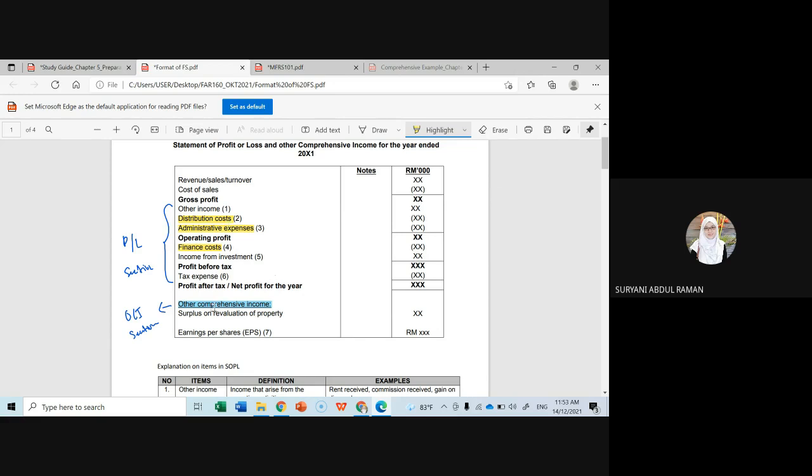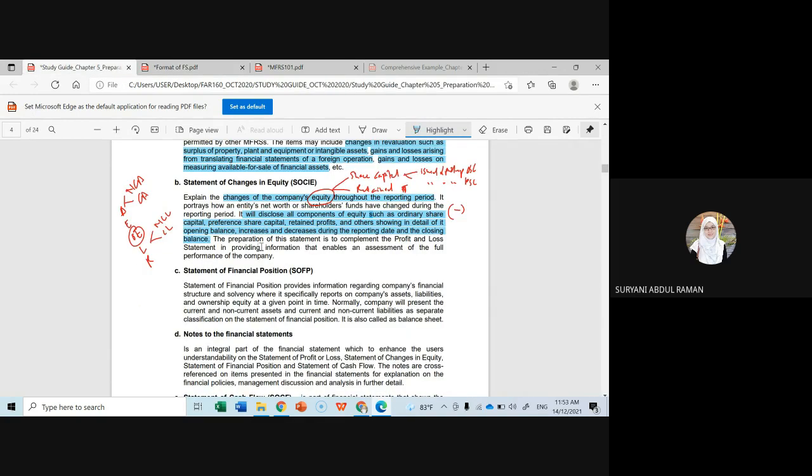And in addition to that, a company needs to show its other comprehensive income. Other comprehensive income represents the income and expenses that are not typically recorded under the profit or loss section. Okay, next, what are the other components?